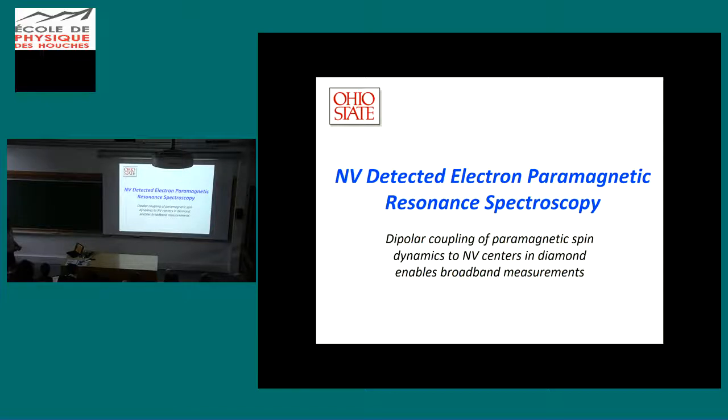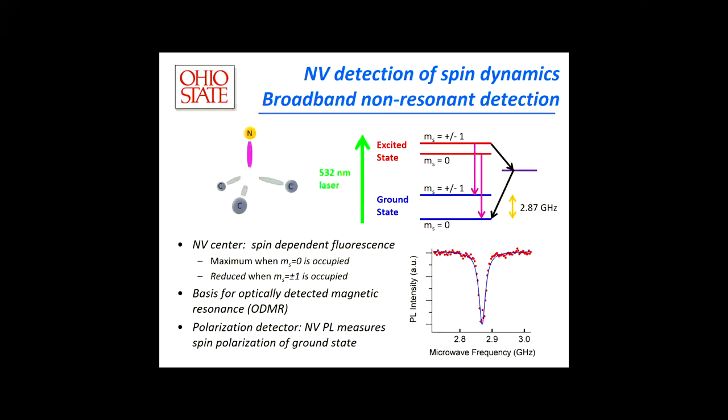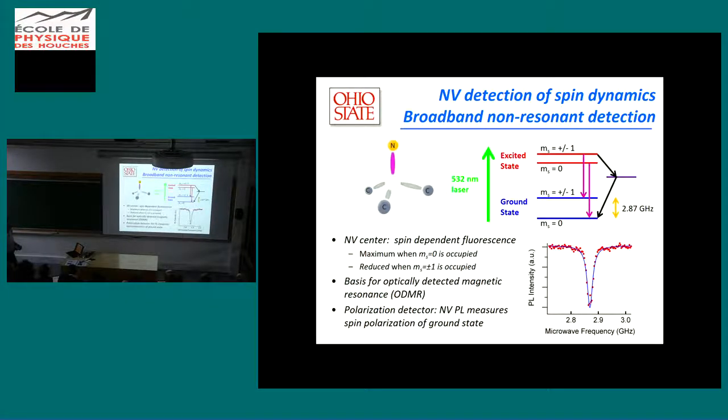We're interested partially because it enables us to study dynamics, but also in this case, it enables a broadband approach. You don't need to have a crossing of the two resonances in order to couple the P1 center that you're interested in, or the paramagnetic spin that you're interested in, to the NV. So you've seen this quite a few times. The only point I'm going to make that's a little different perhaps is that we're using the diamond as a polarization detector. That is, the intensity of the photoluminescence tells us the extent to which MS equals zero is occupied at the expense of MS equals plus or minus one.